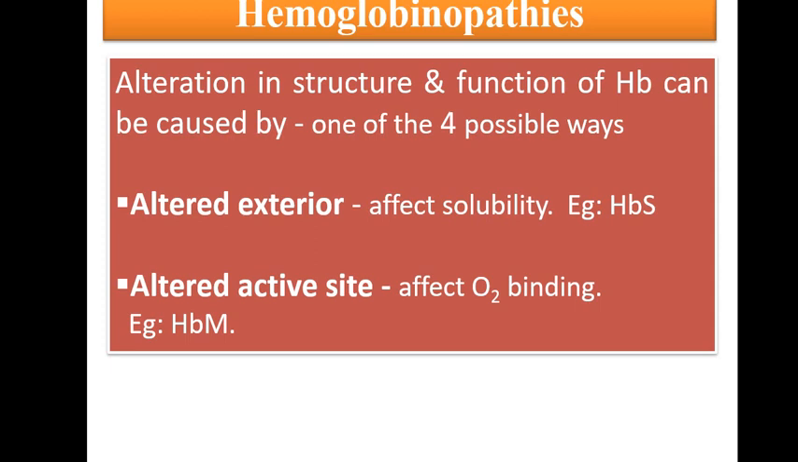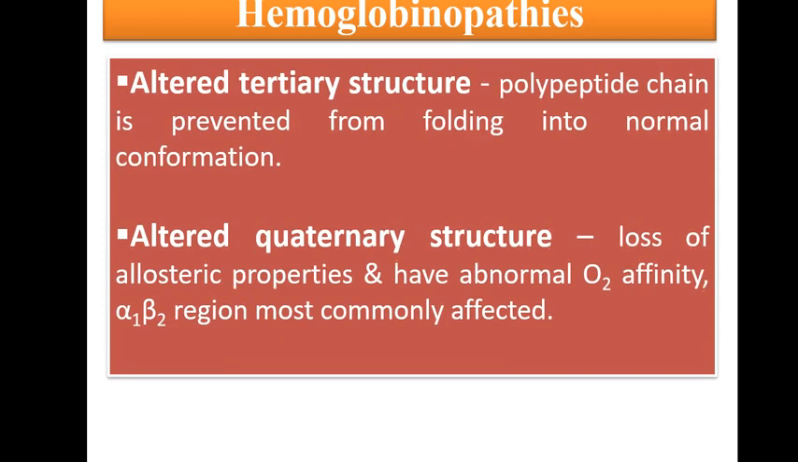Because of genetic mutation, what happens? There will be alteration in the structure and function of hemoglobin, which is possible in 4 ways. First, it can alter the exterior, which affects the solubility. Second, it alters the active site, which affects the binding of oxygen. Third, it alters the tertiary structure. Fourth, it alters the quaternary structure.